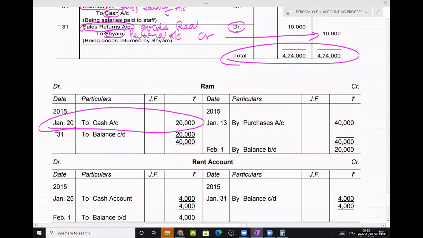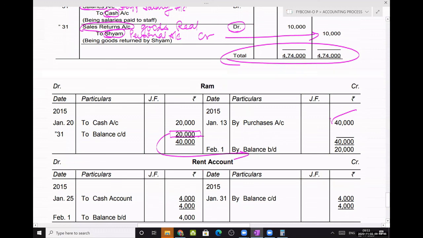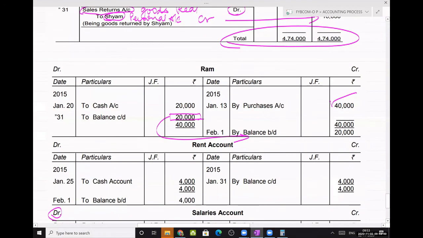Then Ram account, same. Credit side is 40, debit side is 20. So where do you write the balance? Jidhar value kam hota hai udhar, right? So difference is 20. 40 minus 20 is 20. So this closing balance is my opening balance. Then rent, debit side is 4,000. Credit side में कुछ भी नहीं है, so I'll write the balance there. So 4,000. So this closing balance becomes your opening balance.